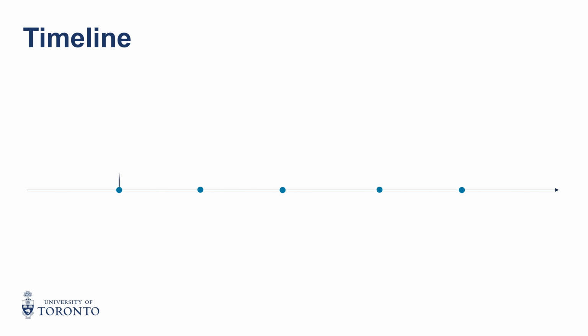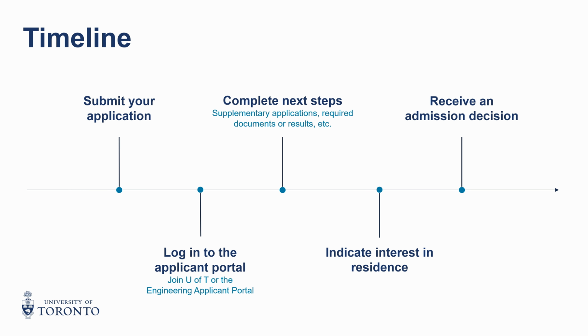We recommend that you submit the application early. The applications generally open in late September, and we have a recommended application date of early November. The final deadline to submit your application will be in mid-January. After submitting your application, complete your next steps and submit any required documents on our applicant portals by the listed deadlines. If you're interested in residence, be sure to complete the residence application by March 31st to qualify for our first-year residence guarantee. Most admission decisions will be released between January and May.